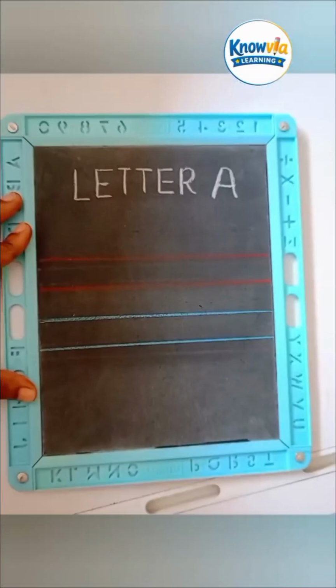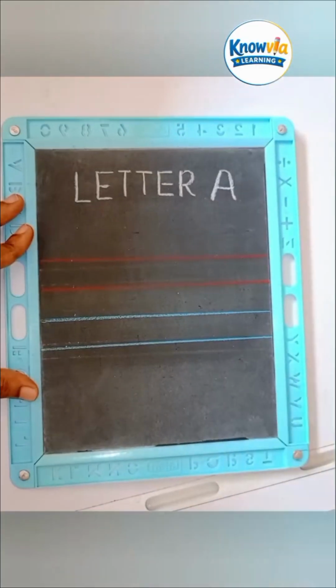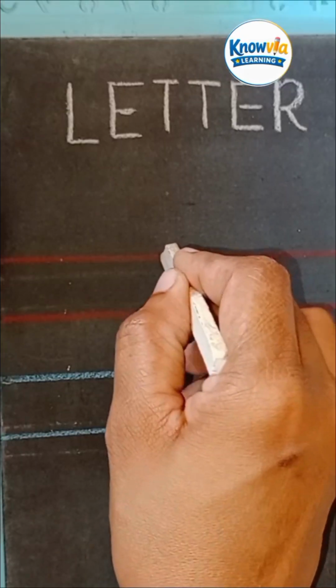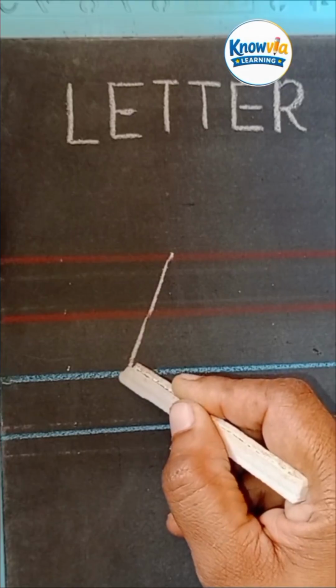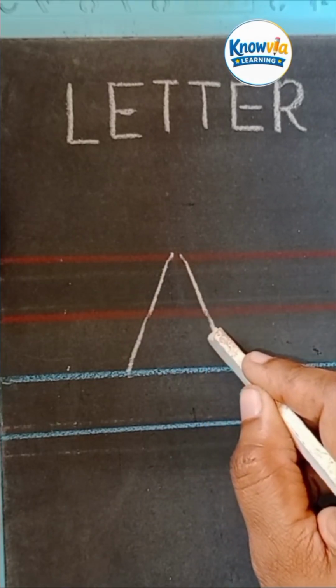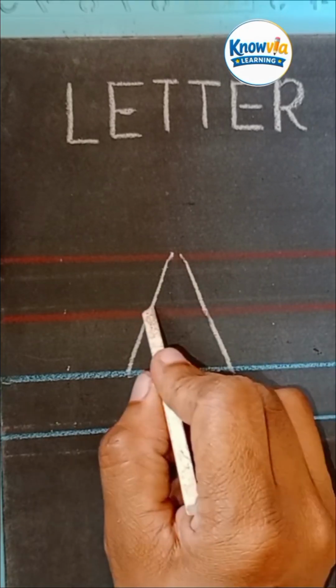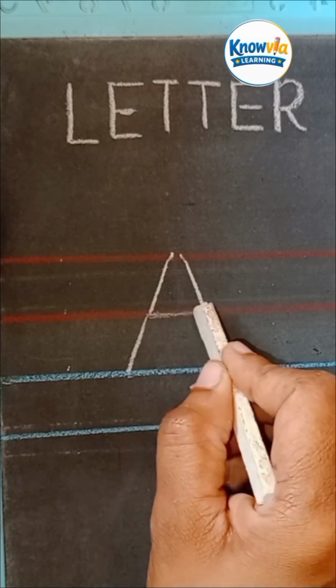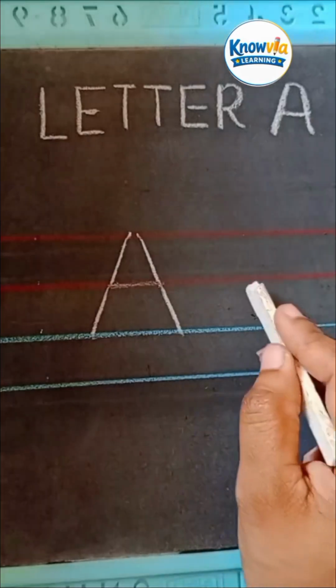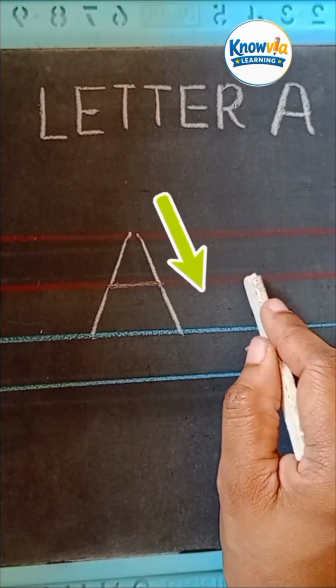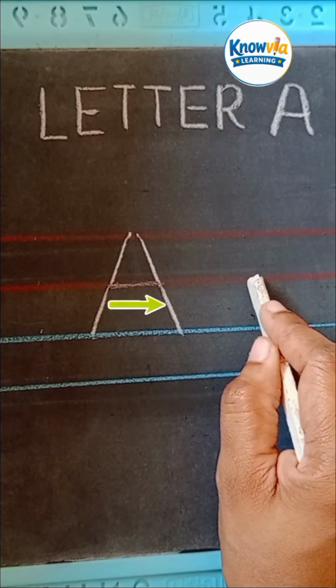Let's write capital A. Now write step by step. First draw a right slanting line, then draw a left slanting line, then draw a slipping line in the middle. Now we have a capital A. Repeat once, right slanting line, left slanting line, and in the middle slipping line.